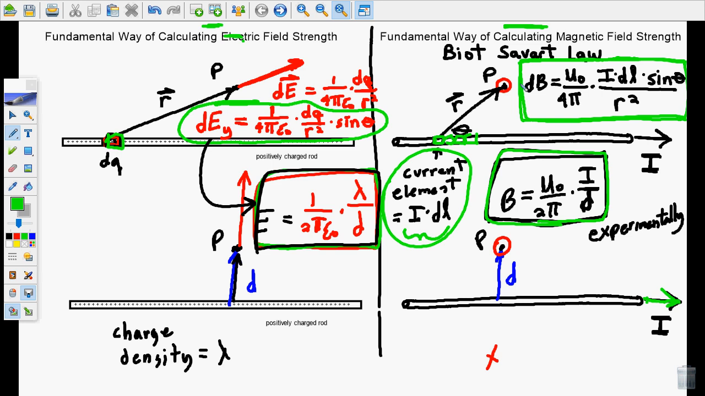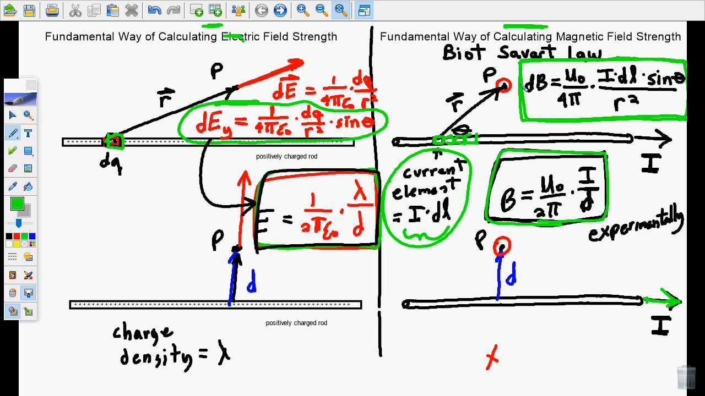Now, I'm going to tell you right now, you guys are never going to be asked to use Biot-Savart where there's not at least a tiny bit of symmetry. You're never going to be asked to use Biot-Savart where the sine theta actually plays a role. It's always going to be that every single current element piece is perpendicular, and it's always going to be sine of 90, which is 1. So after we take a short break, we're going to come back and we're going to practice using Biot-Savart.